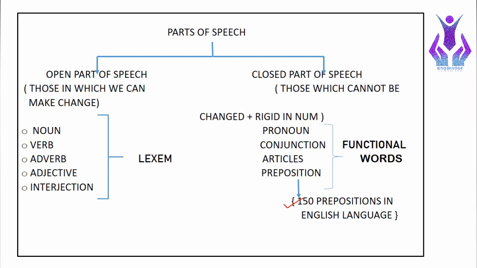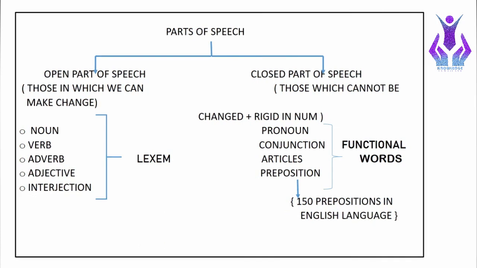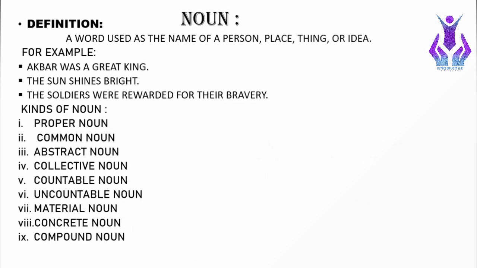Articles, we have only 3: a, an, and the. And prepositions, we have totally 150 in the English language. So these cannot be changed. These are functional words. And the other lexemes, we can change and alter according to our need. So we will go through these one by one, starting with noun.